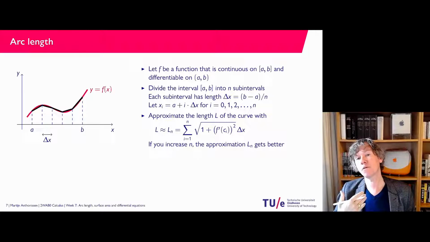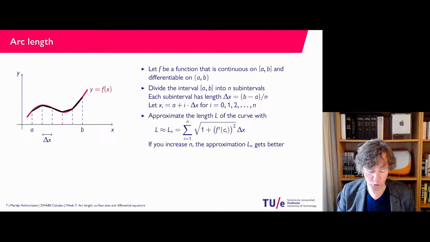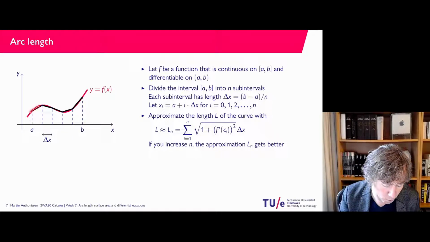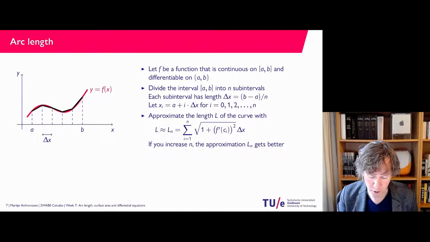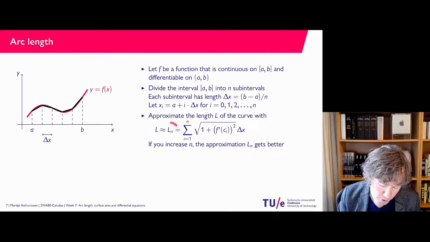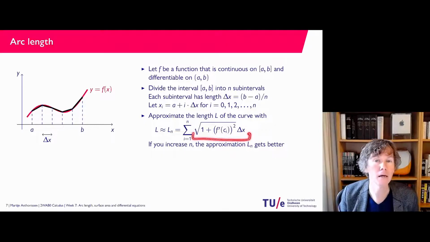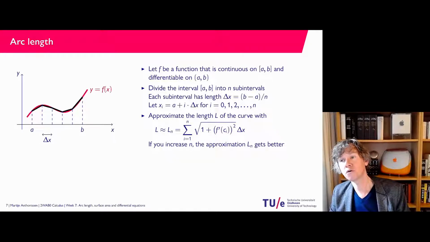And then I can approximate the arc length. So the length, if you travel along the graph from A to B, I can approximate that with Ln, which is the sum of all these little black line segments. So this is the formula that we found on the previous slide. Now, hopefully you recognize by now that this is a Riemann sum.